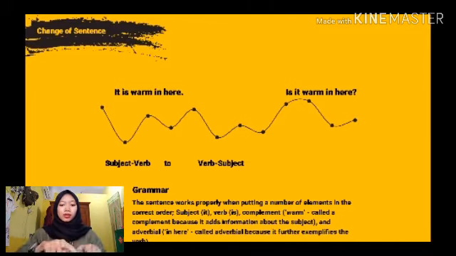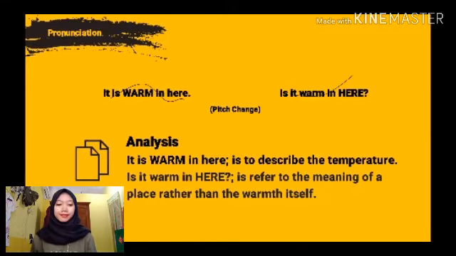There are it as the subject and is as the verb, but different with the second sentence. Is it warm in here? This sentence, there are is for the verb and it for the subject. That's called grammar. Both of them are the correct sentence. Okay. The next slide is about the second element of language, pronunciation, the way we speak the words.